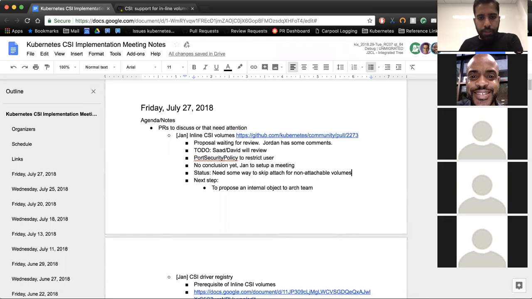For the inline CSI volumes, ideally we only want to allow inline CSI volumes for non-attachable volumes. And what is the pushback? If we want to move the entry volume plugins to CSI, then we also need entry attachable volumes in CSI somehow. The initial implementation can start with non-attachable, of course, but in the end, I think we will also need the attachable ones, to move from the entry volume plugins to CSI.